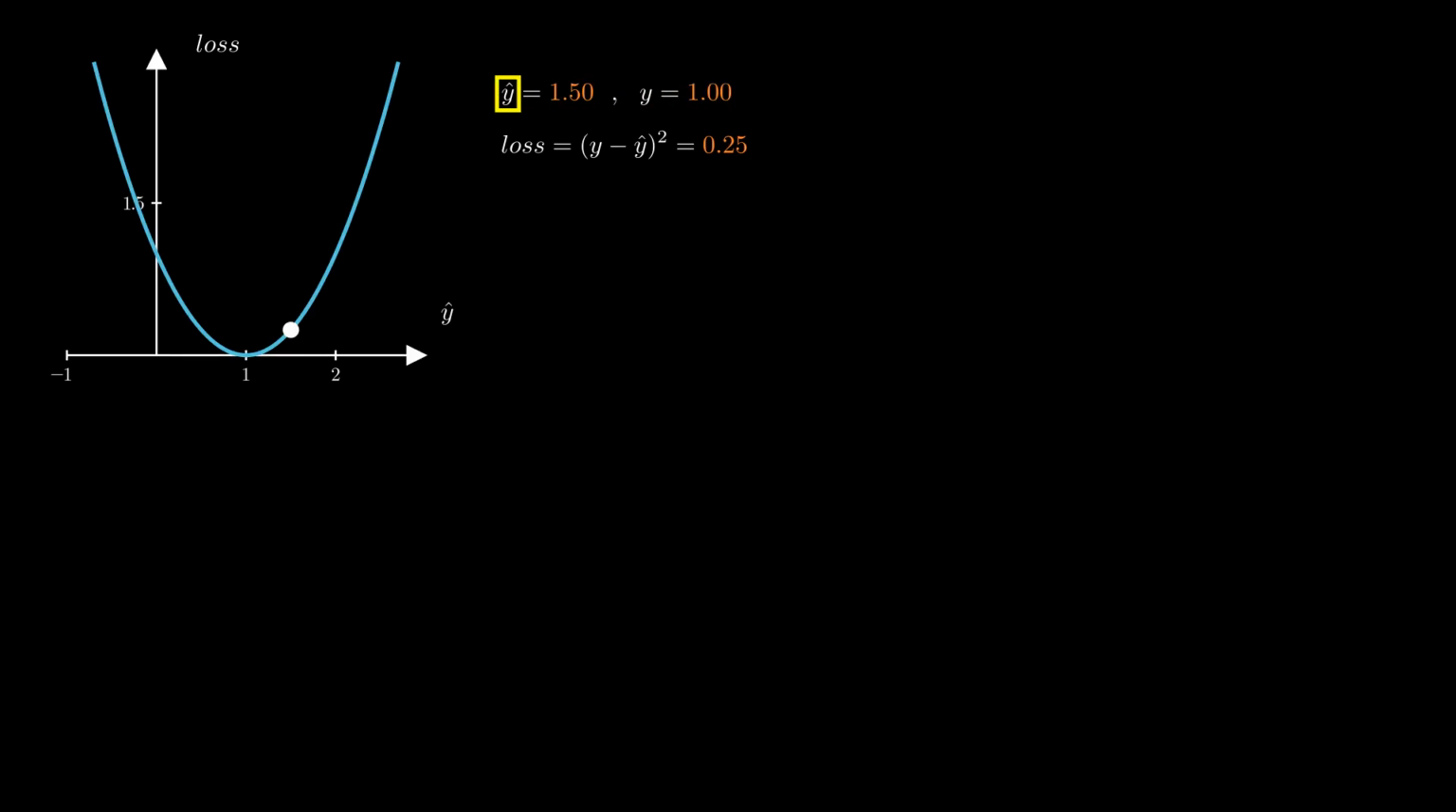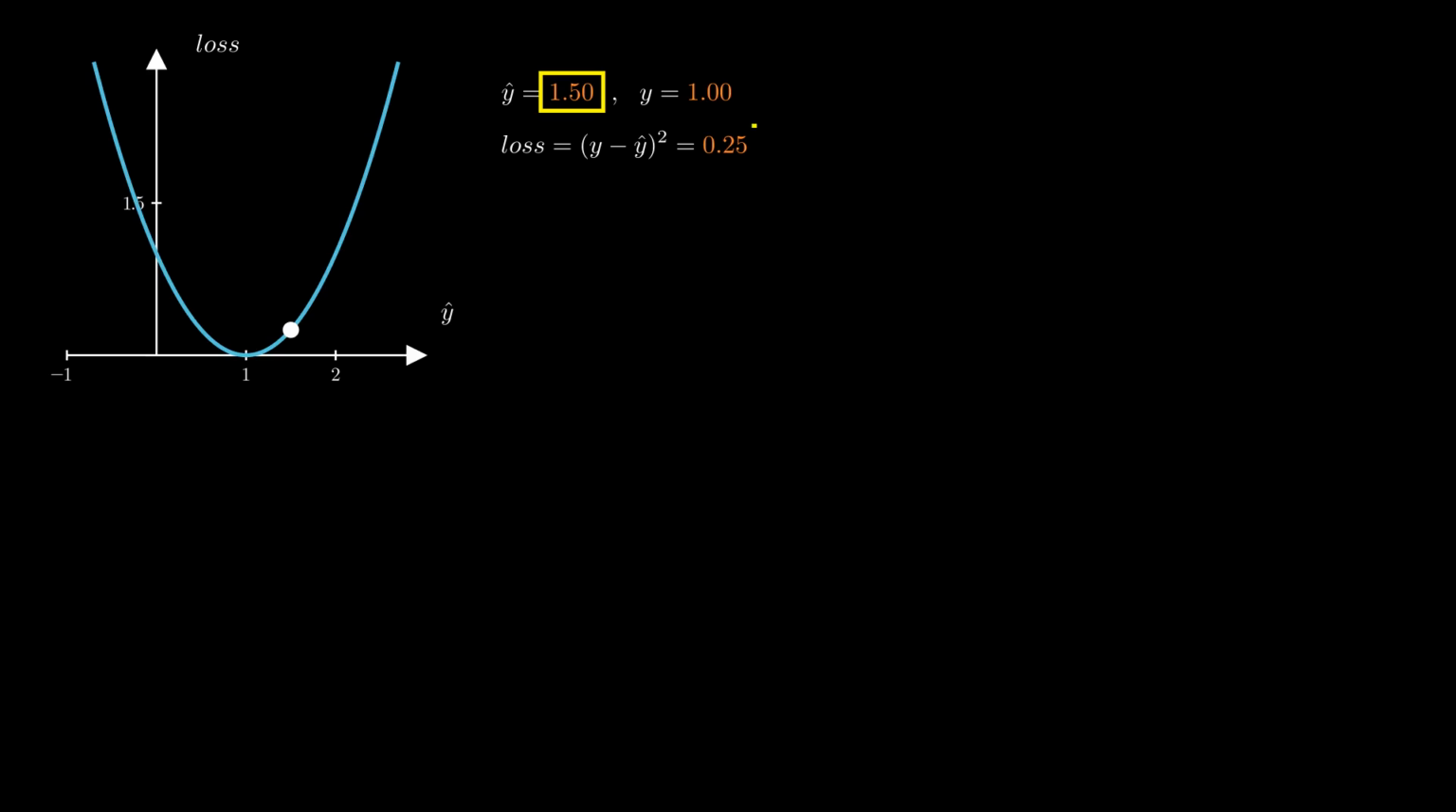Here y hat is the prediction from the neural network, and y is the label from the dataset. This simple equation represents the loss calculated using both label and prediction. Here on the x-axis we added prediction, and on the y-axis we added loss with respect to prediction. For the initial value of prediction y hat, we have 1.5.